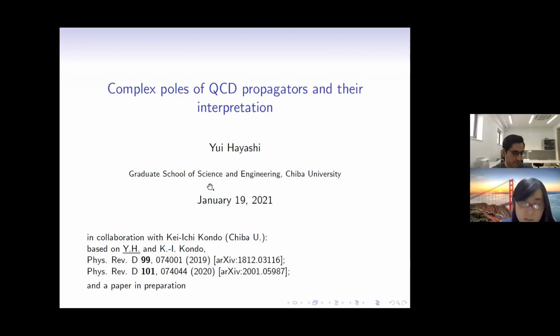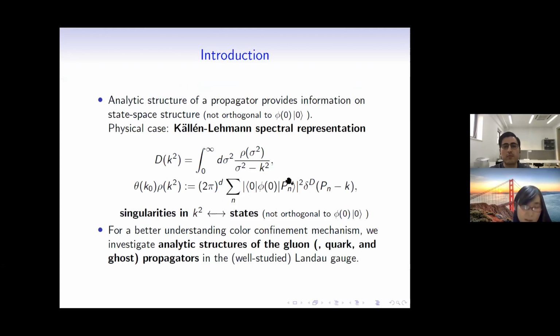Hello, I'm Yui Hayashi from Chiba University. I'm glad to talk here, and I'd like to thank the organizers for this opportunity. First of all, the analytic structure of a propagator provides information on the state space structure not orthogonal to the state corresponding to the field. For example, the Källén-Lehmann spectral representation indicates that singularities in the complex k-squared plane correspond to states not orthogonal to this state. So we can probe states involving the field by looking into the propagator.